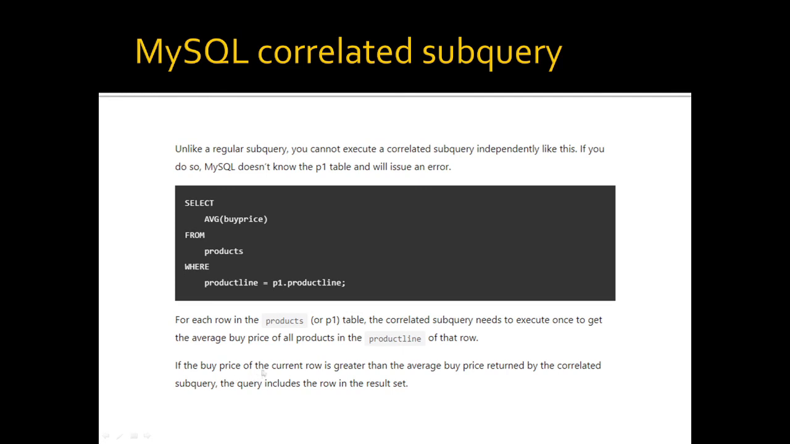If the buy price of the current row is greater than the average buy price returned by the correlated subquery, then the query includes the row in the result set. So it will be displayed if that's the case. Okay.